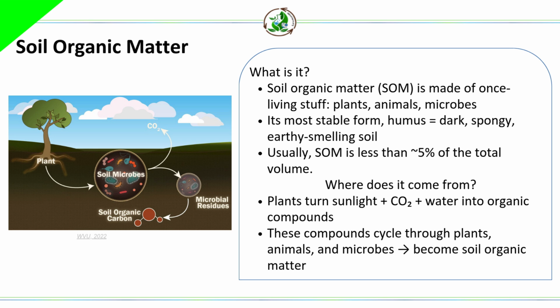Now let's learn about soil organic matter, or SOM. Soil organic matter is made of once living things: plants, animals, and microbes. It is dark, spongy, and earthy smelling. Usually, SOM accounts for less than 5% of the total soil volume, but even a small amount is very important. Where does it come from?